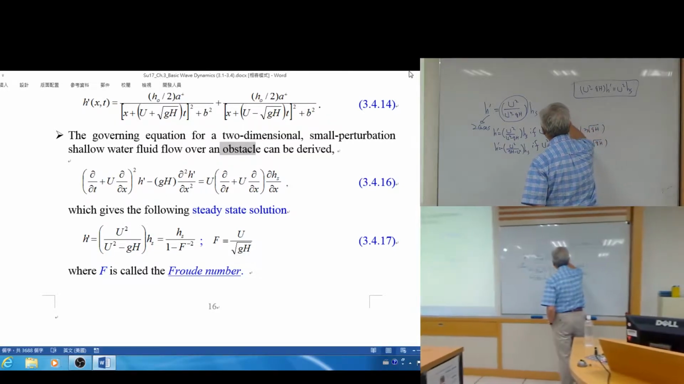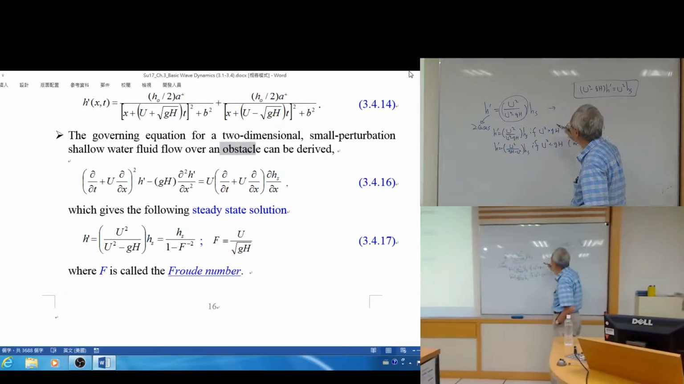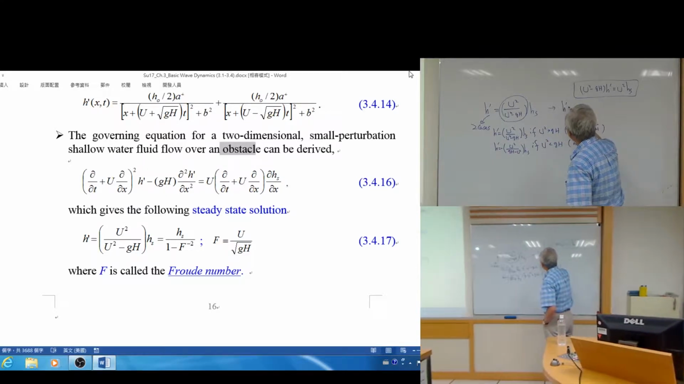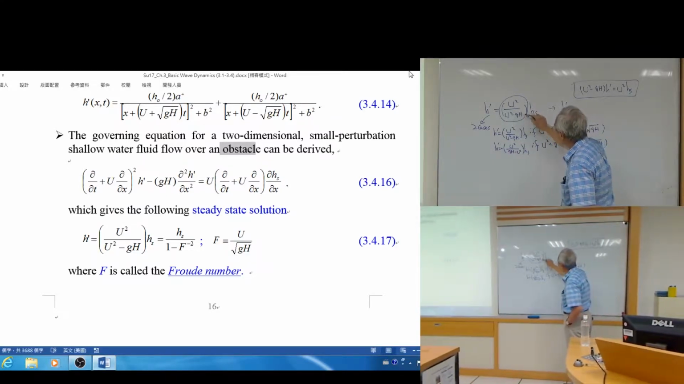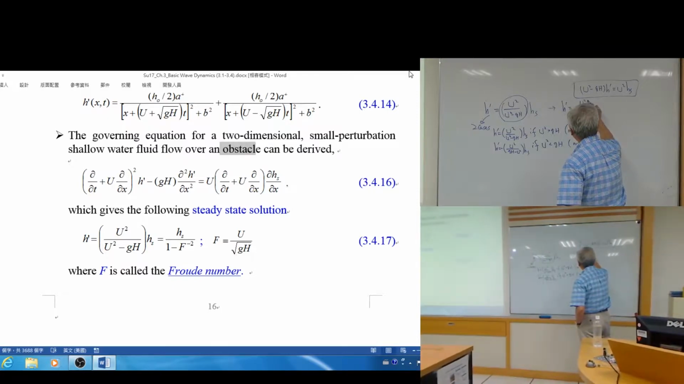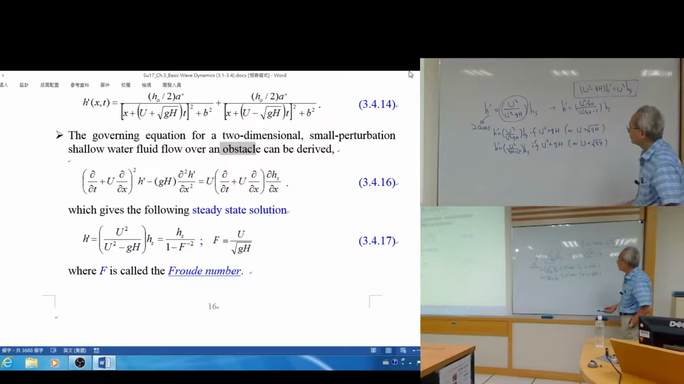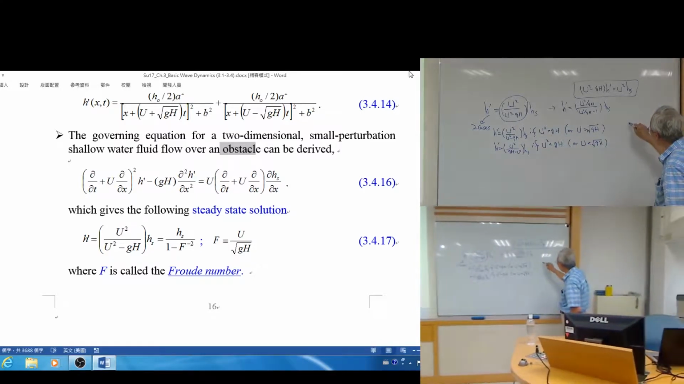Okay, so there are different ways you can do it. I just try to find a simple way for you to understand it. So this h prime equals, if I divide by gh, then it will be u squared divided by gh, and then u squared divided by gh minus 1, times h sub s.